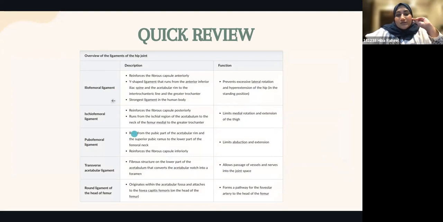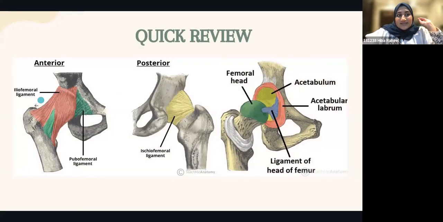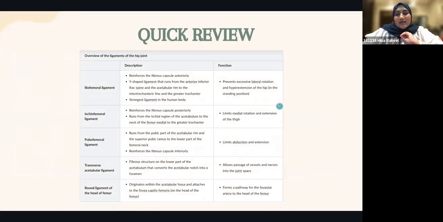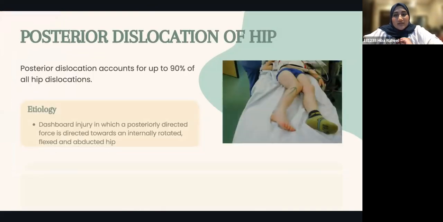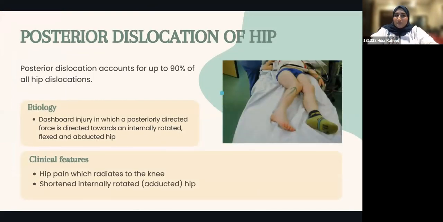But one thing that I want you to remember is that the strongest ligament in the hip region, pelvic region, is your iliofemoral ligament. It's basically this ligament that's shaped as a Y, as you can see, and this is one of the strongest ligaments in the pelvic region, and it prevents the lateral rotation and hyperextension of the hip in the standing position. Okay, so this is the only one I really wanted to touch upon, and I wanted to explain this, but I'm sorry, because of short time, I won't be able to.